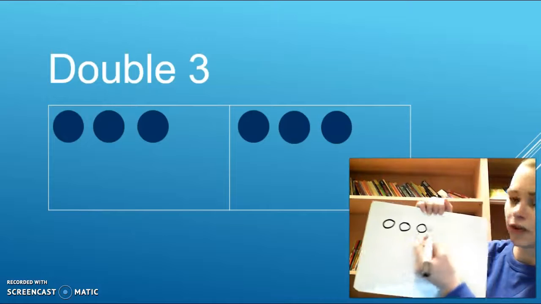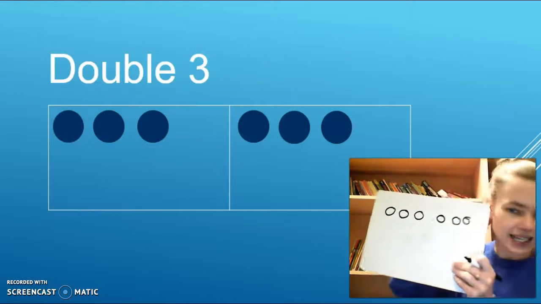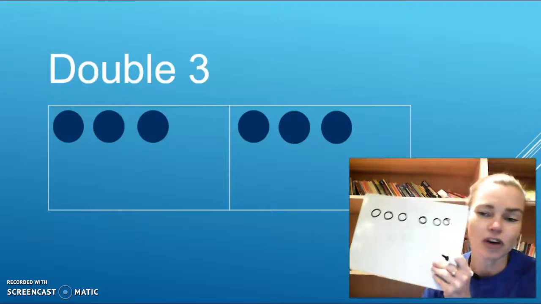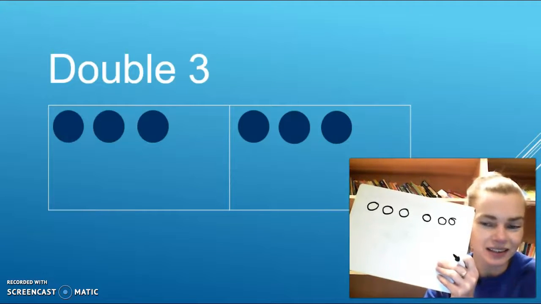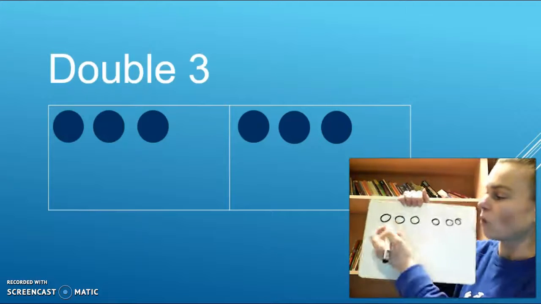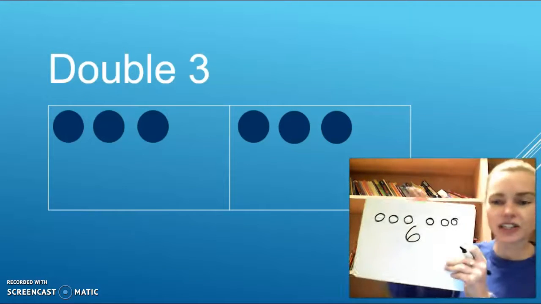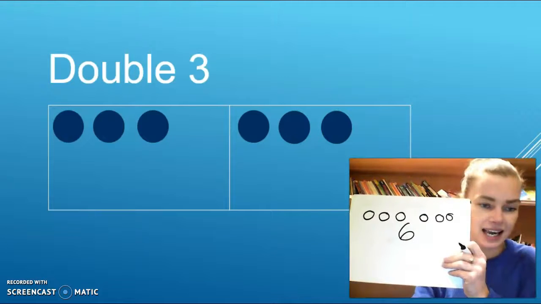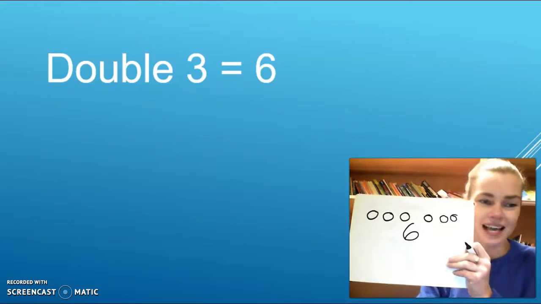So I had 1, 2, 3. I'm doubling, I'm drawing 1, 2, 3 more. Next step, add how many you've got all together and write down your answer. So pause me and do that now, please. Right, all together I've got 1, 2, 3, 4, 5, 6. So I think double 3 is 6. Let's see if I am right. Yeah, double 3 makes 6.